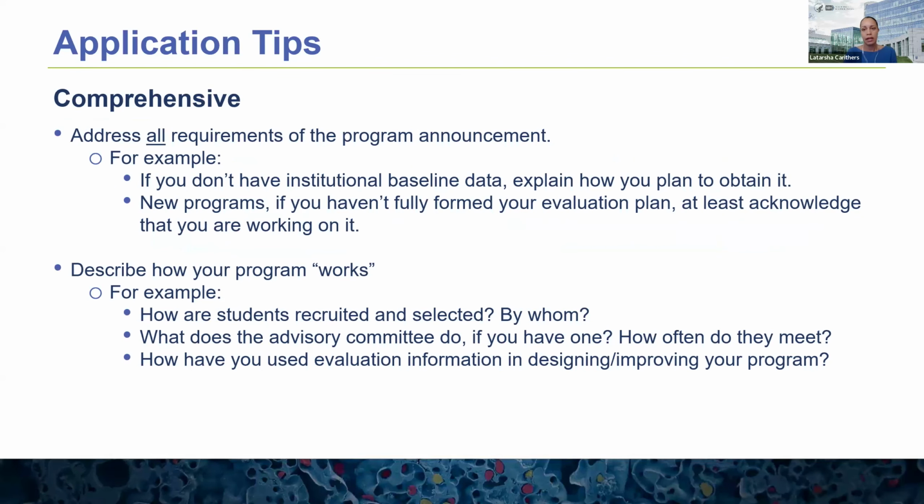Application tips. Address all requirements of the program announcement. So if they're asking for information and you don't have it, don't just leave it out, provide an explanation. If you don't have institutional baseline data, explain how you plan to obtain it. If you're a new program and you haven't fully formed your evaluation plan, for example, at least acknowledge that you're working on it.